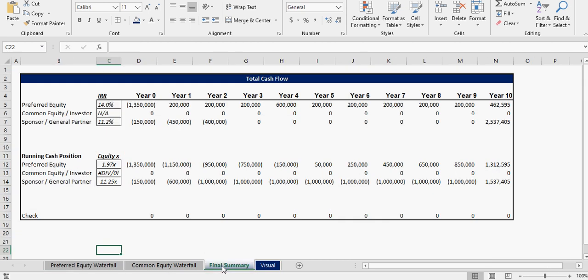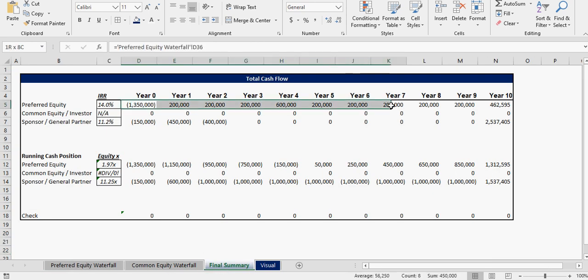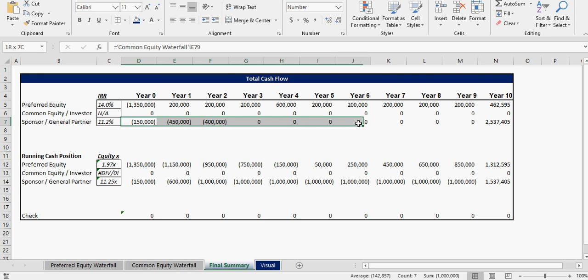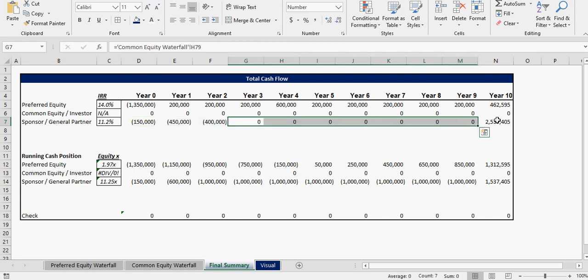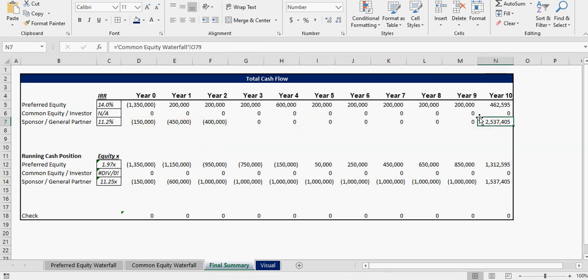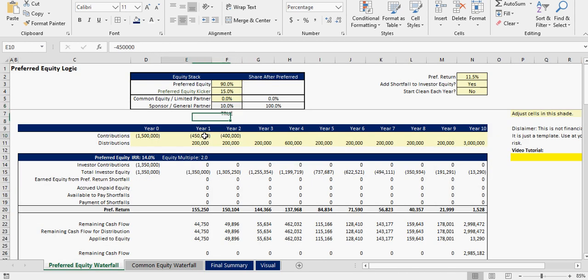So then you see the preferred equity gets its share, the sponsor gets its share of what's remaining, which they don't really get anything, and they have to contribute the percentage of their equity, and then they get this final payout in year 10, and that's after the preferred equity has finally been paid off. And this also has some contributions in year 1 and 2, which I'm actually going to clear out.